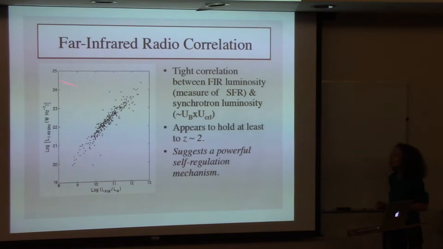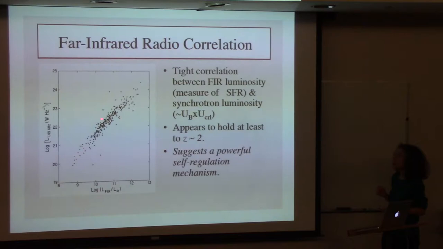So we can't directly probe cosmic rays in other galaxies as well as we can in our own, but I want to mention this far infrared radio correlation that seems to hold up to moderate redshifts, maybe redshifts of 2. So here is the far infrared luminosity, the log, and here is the radio luminosity. This is a measure of the star formation rate, reprocessed starlight, and this is synchrotron emissivity. And you can see that over many orders of magnitude in luminosity, this somewhat superlinear relation holds quite tightly.